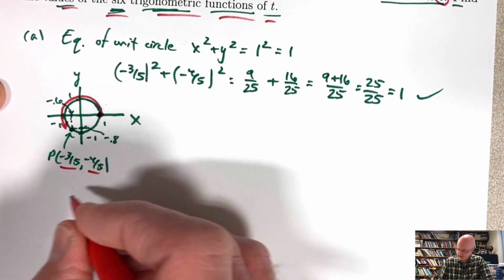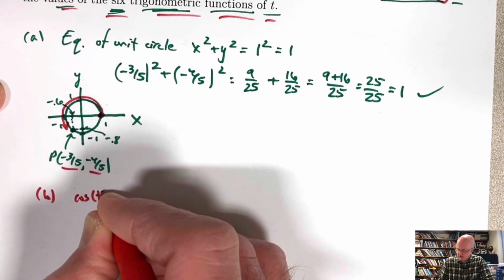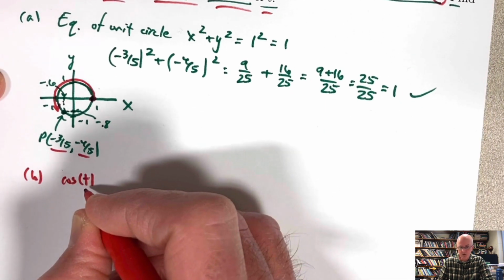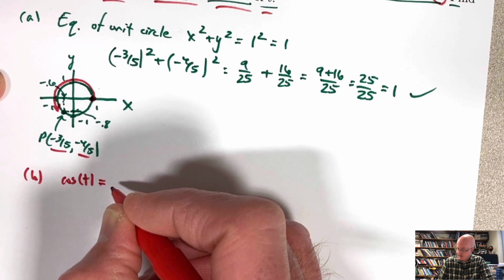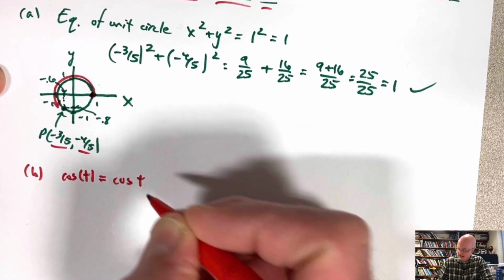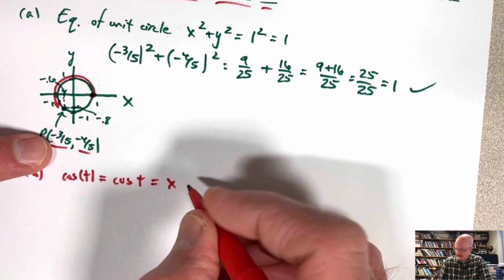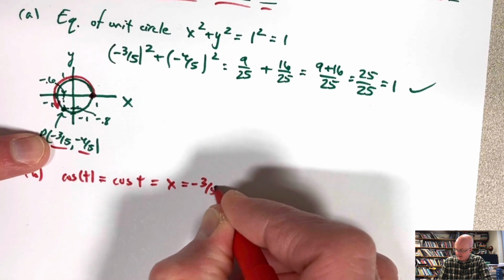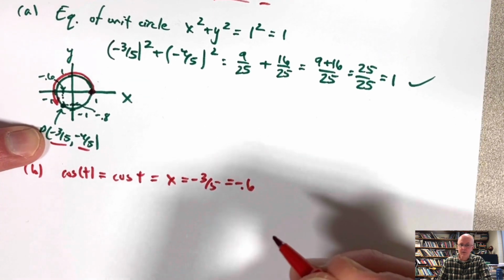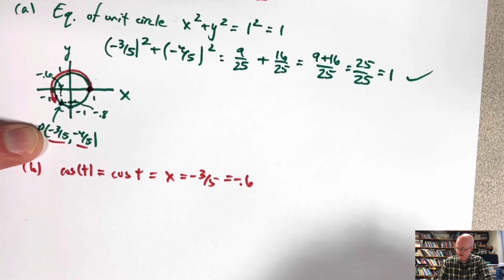To find the trigonometric functions, to do part B, we use the fact that cosine of t, I usually like writing parentheses around my input for the trig functions, though it's traditional not to typically bother. You could also write cosine of t like that, is the x-coordinate of the terminal point. That is -3/5, -0.6. Again, we don't know what t is. Could t be figured out? Yes, it could, but we're not quite there yet.